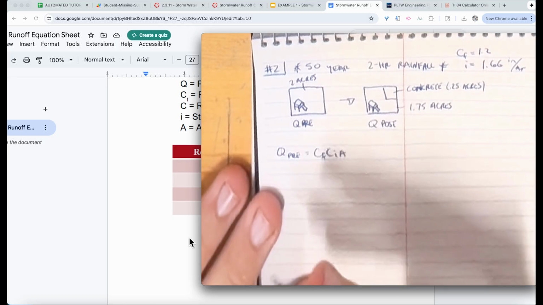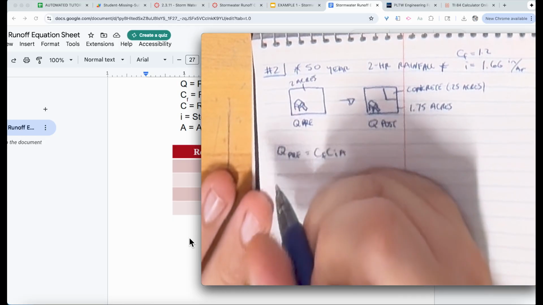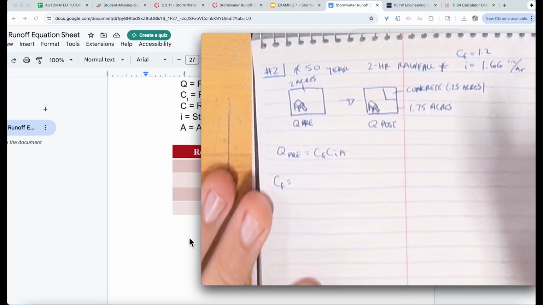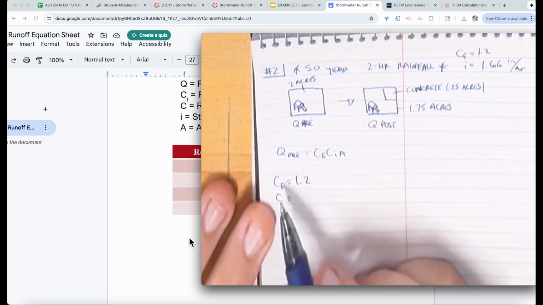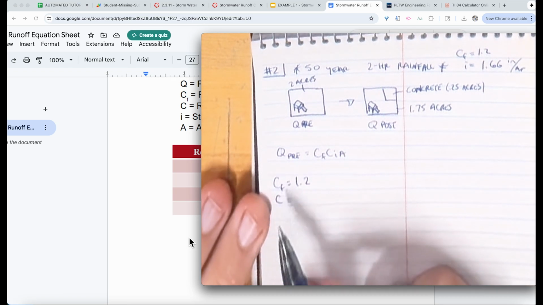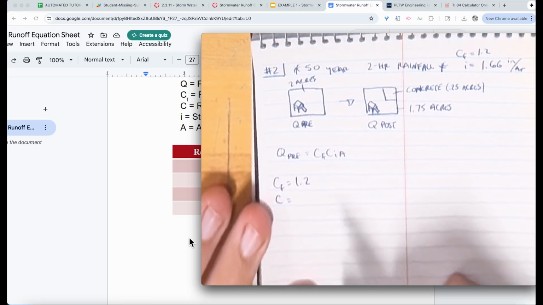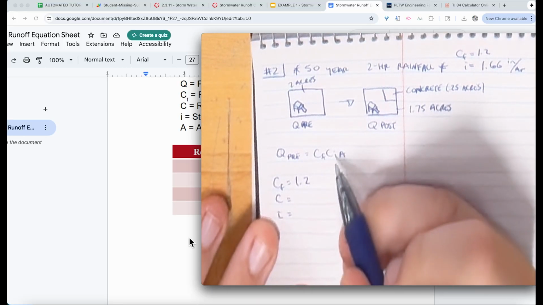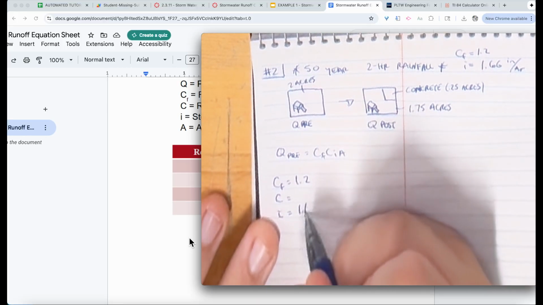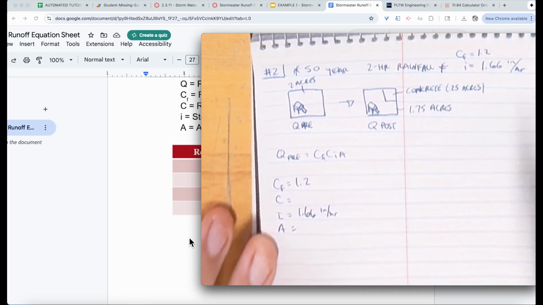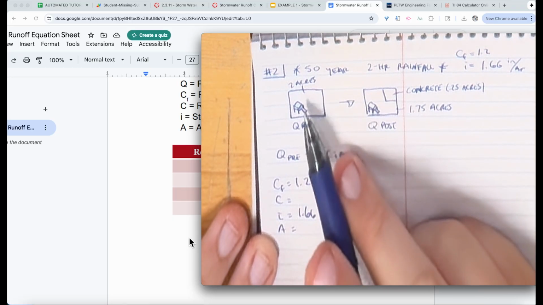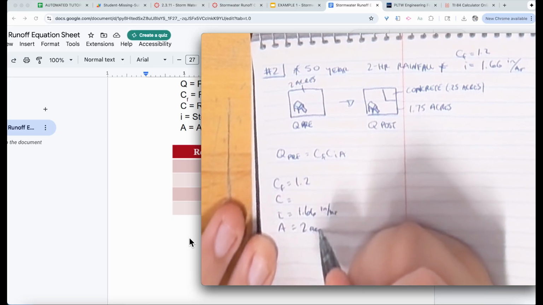So if we go through here and start writing things down, CF is going to be 1.2. C, we're going to have to find. Remember, that is based off of the surface that we are dealing with, and in this case, it's going to be that park. We also have I, which, as we said, is 1.66 inches per hour. And in terms of A, it's our area in acres. We've got 2 acres starting off here.